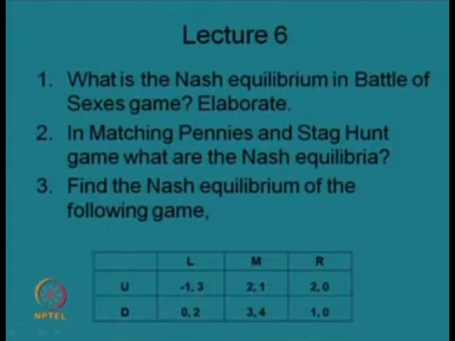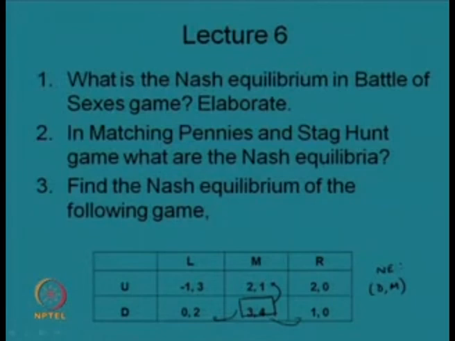Third question, find the Nash equilibrium of the following game. If we look at this game carefully, we shall find that there is a single Nash equilibrium, which is here, which is basically DM. Why? Because from DM, if player 2 deviates, she can deviate to R, where she is getting 0, which is worse. She can deviate to L, which is again worse, which is 2. If player 1 deviates, she can deviate to U, and she is getting 2 here, which is worse than 3. So, no profitable deviation is there.